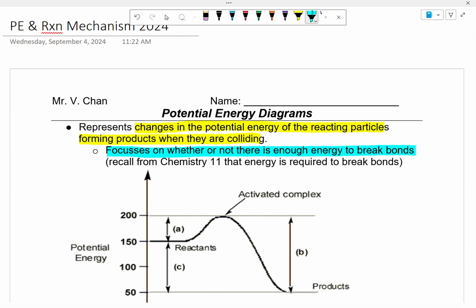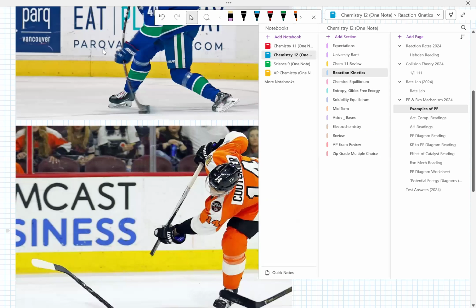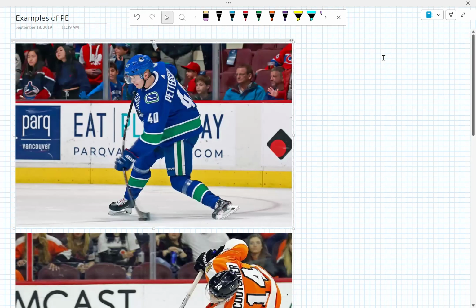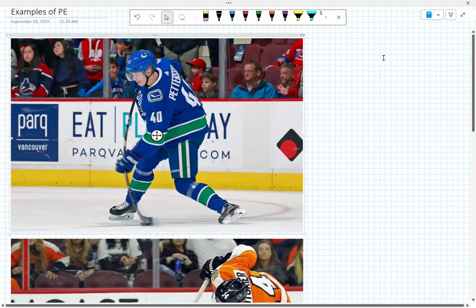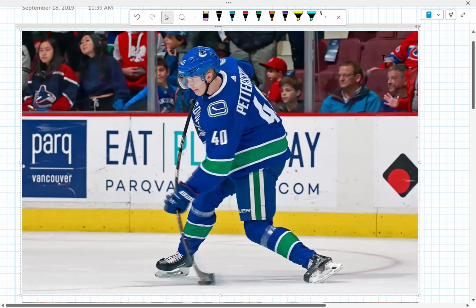Now, recall back in Chemistry 11 that energy is required to break bonds and energy is released when bonds are formed. An example of this would be if we were to take a look at hockey players. Here you have Elias Pettersson from the Vancouver Canucks, and you can see the hockey stick in this particular case is bending. This is what we call a flex, and this is where you get the energy to shoot the puck at a certain speed.